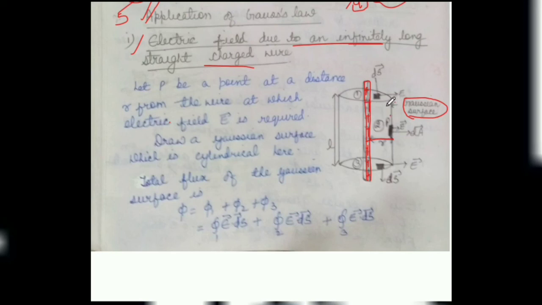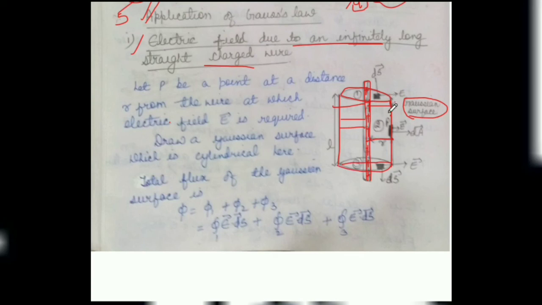At all equal distances, r distance, the field is the same at all these points. Again, due to this positive charge, there is a field at this point, at equal distance r, and at all these points the field is the same, symmetric. So we draw the Gaussian surface like this, a cylindrical surface. This cylindrical surface is the Gaussian surface in this case.